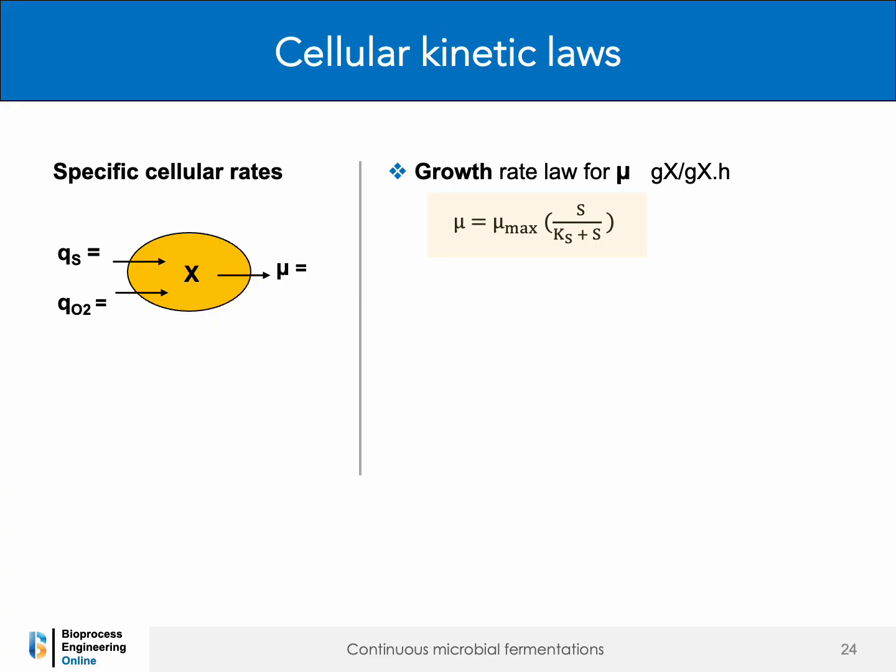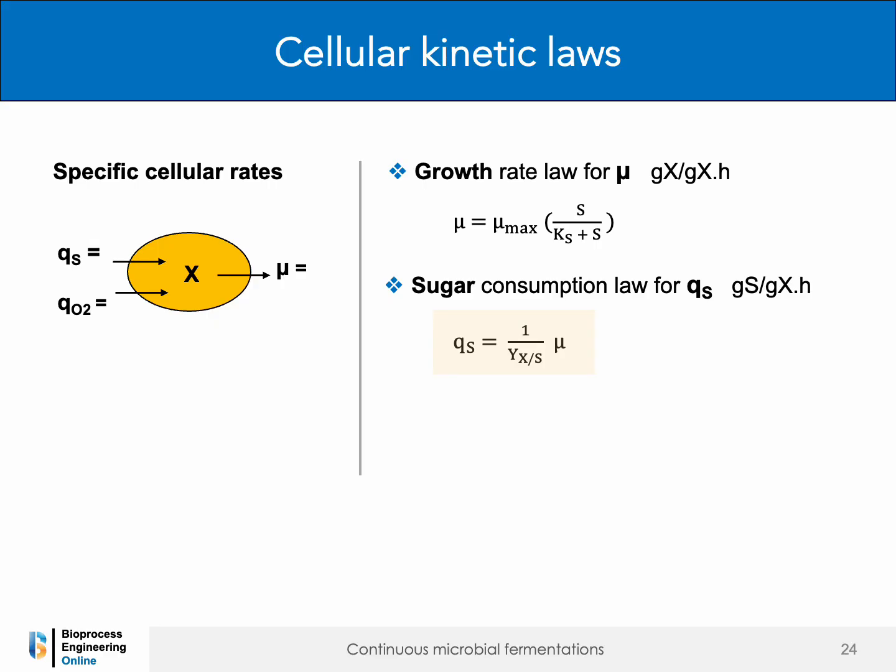According to the Monod rate law, the specific growth rate mu is given by mu equals mu max S over Ks plus S, where mu max is the maximum specific growth rate, S is the sugar concentration, and Ks is the half-saturation constant. The specific sugar consumption rate, Qs, in gram sugar per gram of biomass per hour, is typically proportional to the cell-specific growth rate.